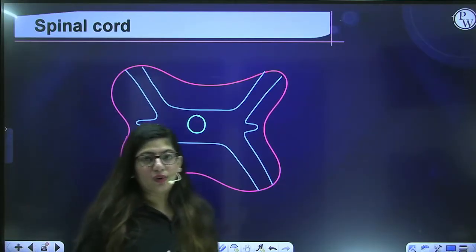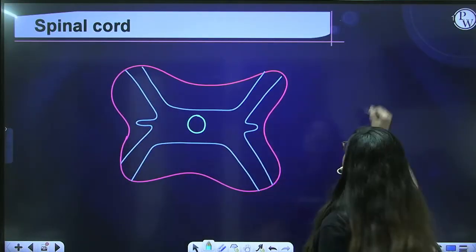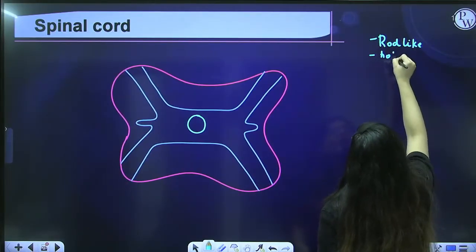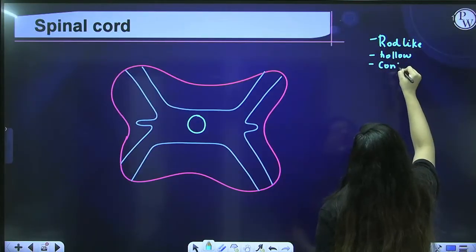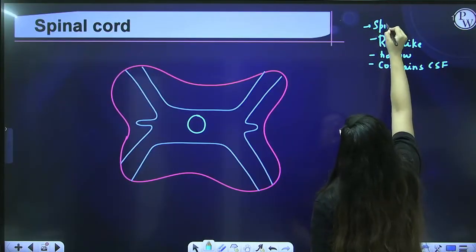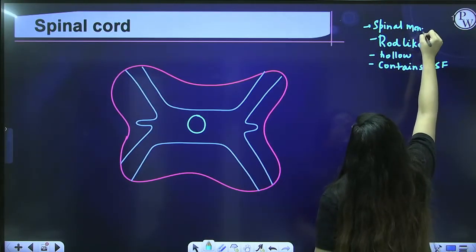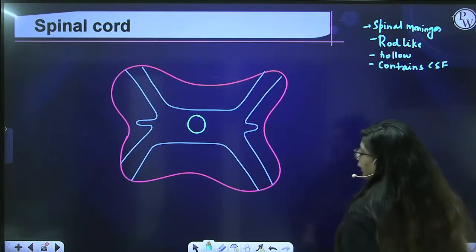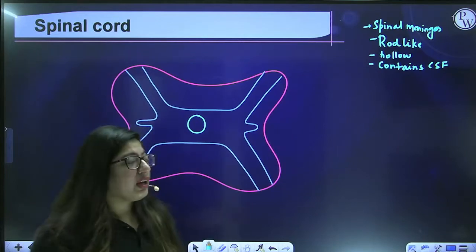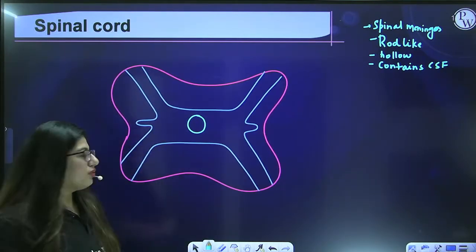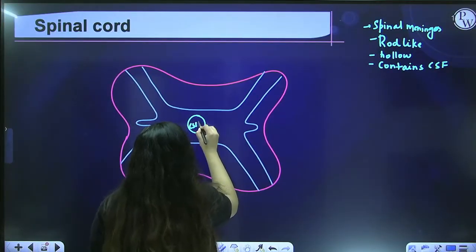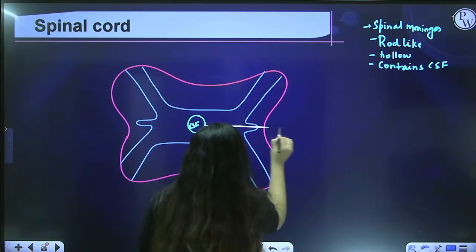The spinal cord is a rod-like structure, but it's hollow and it contains CSF. Just like the brain, it also has meninges, spinal meninges. They are the same as those of the brain: dura mater, arachnoid mater and pia mater. They will all be present, right? If we cut this section of the spinal cord, you will see inside a hollow cavity which contains CSF. The name of this cavity is the central canal.